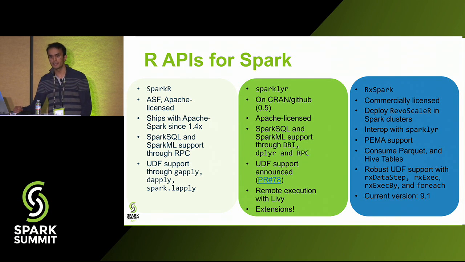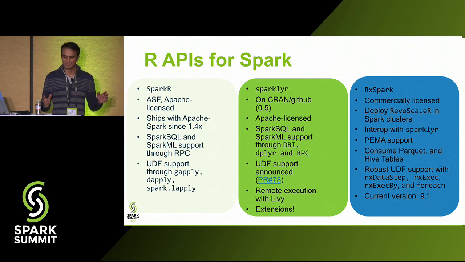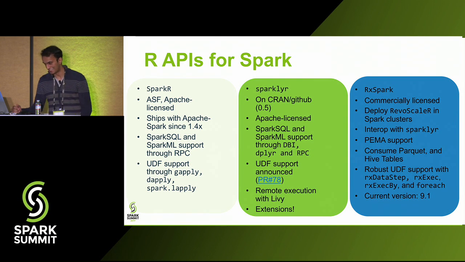The RevoScaleR API, I'm calling RxSpark, but we don't really have one branding for it. This is the API you get through the Microsoft R Server implementation, and it has interoperability with sparklyr. I feel bad saying sparklyr because I'm calling Spark a liar, which we know it's not. But you get interop with sparklyr, so you can create one Spark session and use both APIs together.